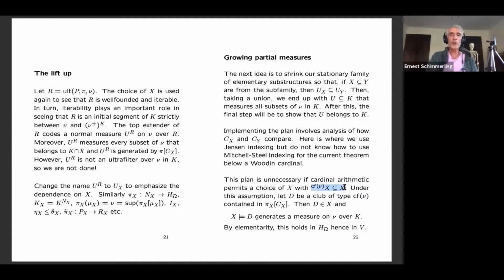If we assume some cardinal arithmetic, namely that if we're able to choose X so that it's actually closed under cofinality nu sequences, then this whole business about shrinking the stationary family one more time, actually a couple more times, isn't necessary, because you can just argue there's a club set in X which generates the appropriate lift up version of UX, and that club belongs to X, and then you can just use elementarity to get what you want. So there's a way around if you assume some cardinal arithmetic.